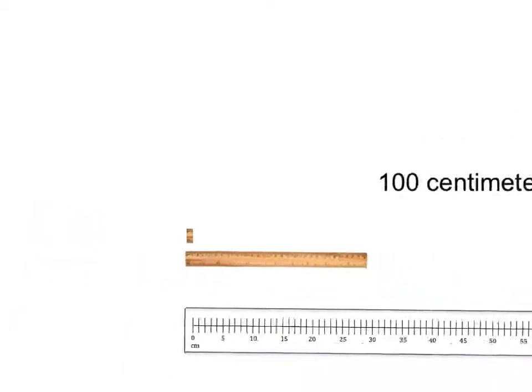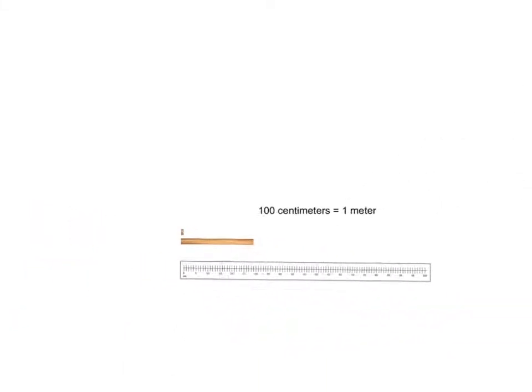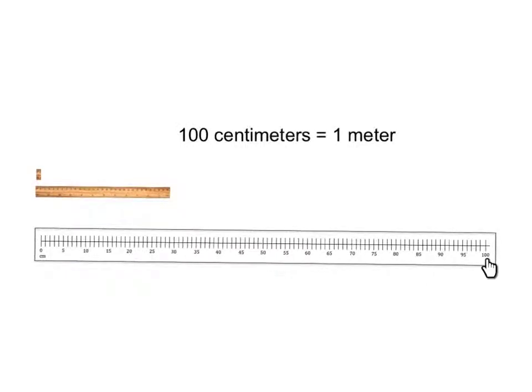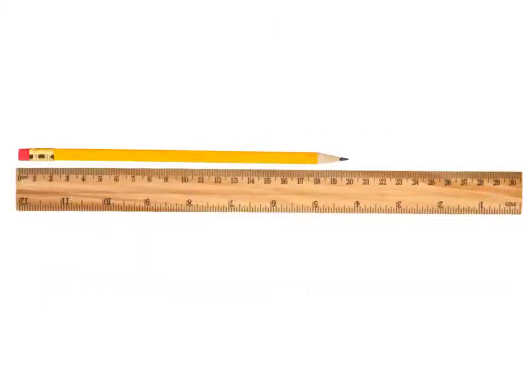After the centimeter, the next thing for measuring distance in the metric system is the meter. There are 100 centimeters in 1 meter. If we measured this same pencil in centimeters instead of inches, it would be 20 centimeters long.